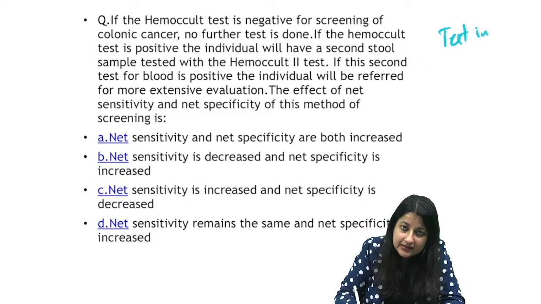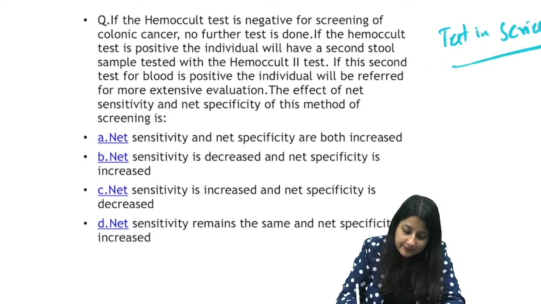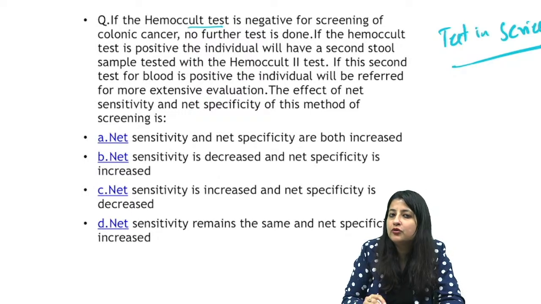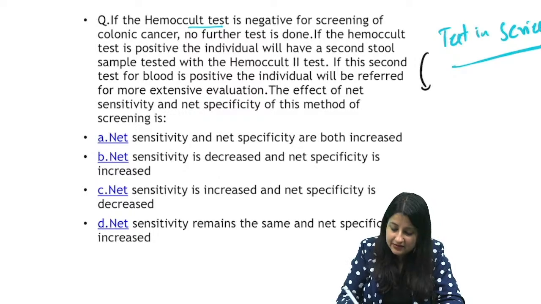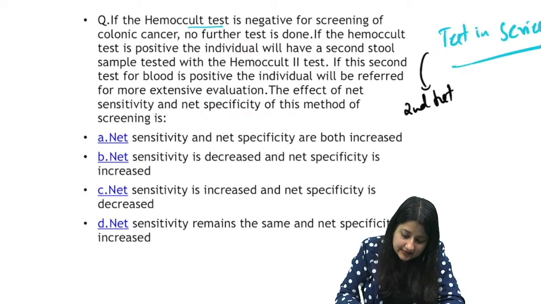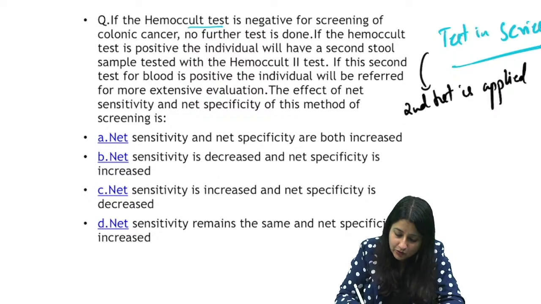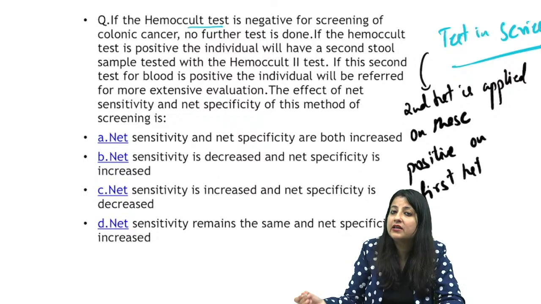This is nothing but test in series. Okay, what is happening over here? We are applying the test in series. That means first all those who are positive on hemoccult test 1, on them only we are going to apply the hemoccult test 2. So this is what? Test in series. What happens in test in series? Second test is applied on those who are positive on the first test. And when will you consider a person diseased? When both the tests are positive.